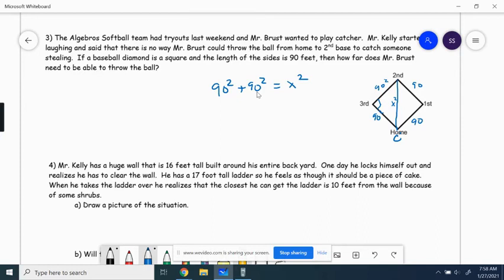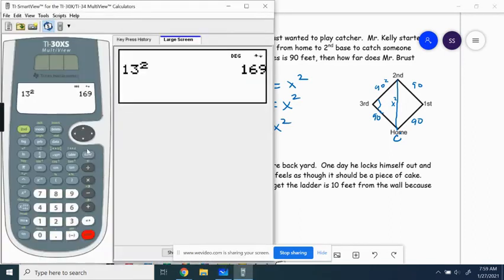Okay, so let's square them out. 90 squared is 810. 90 squared again, 810 is equal to x squared. Add them together. What do we get? 1620 equals x squared. And now we take the square root of 1620.